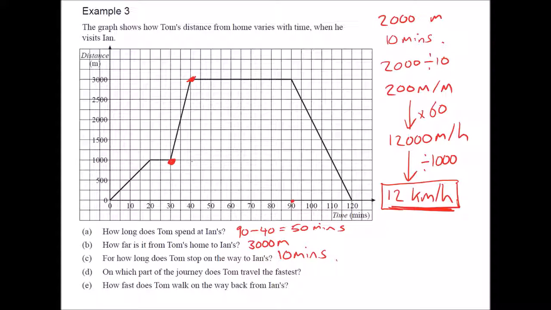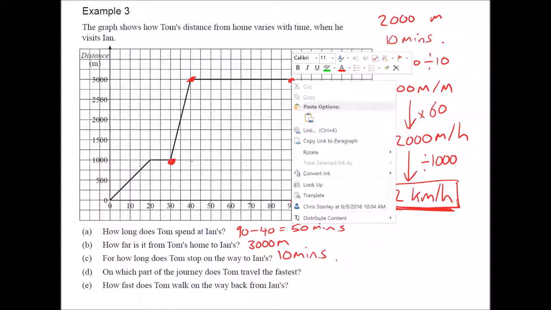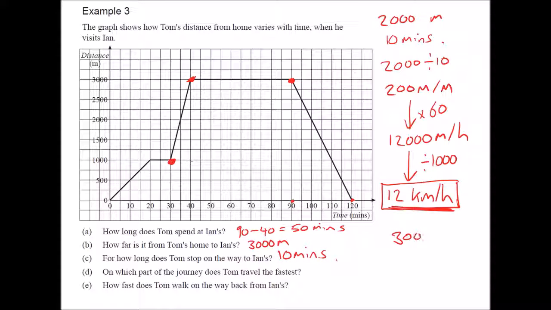Right, part E, how fast does Tom walk on the way back from Ian's? Well, let's do this the quick way. We'll just worry about this in terms of meters per minute. So we have walked a distance of 3,000. And we have taken from 90 to 120, so that's 30 minutes to get there. So 3,000 divided by 30 is 100. So he walked at a speed of 100 meters per minute. And perhaps we could convert that to kilometers per hour, but we'll leave that there for now.